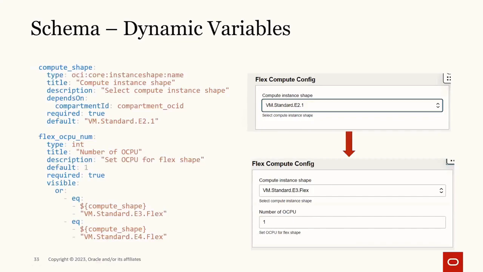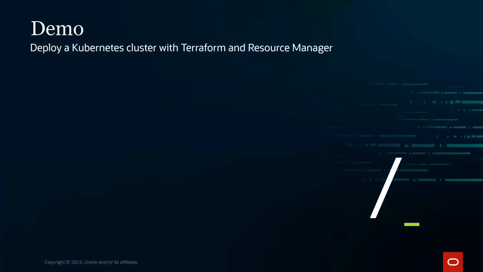I'm going to take a quick pause as we go into the demo here. The Resource Manager state file is essentially stored in an Oracle managed object storage bucket. So highly available, fault tolerant, etc.